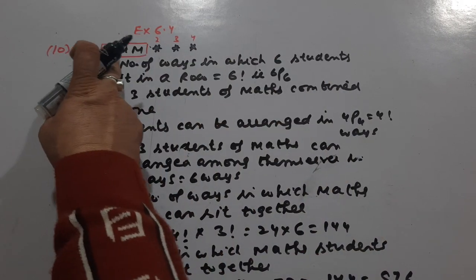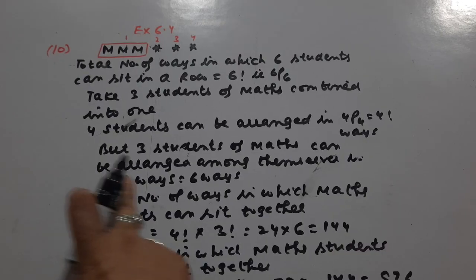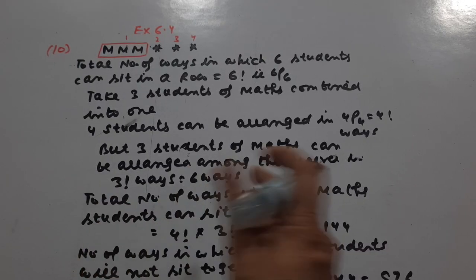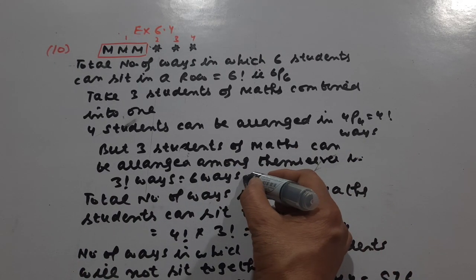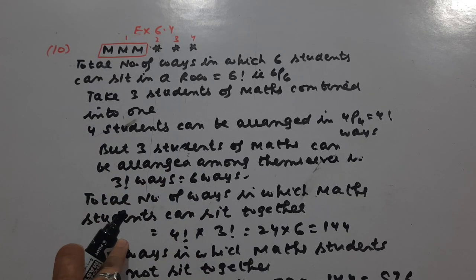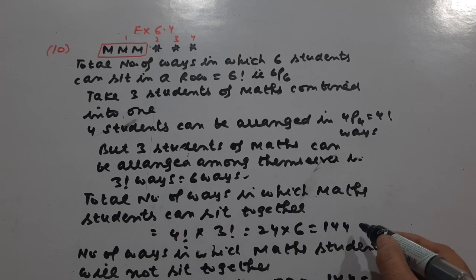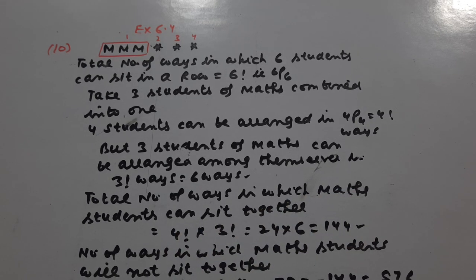And these 3 math students can also interchange their position. So these 3 math students can be arranged in how many ways? 3 factorial ways. So the number of ways in which math students can sit together is equal to 4 factorial into 3 factorial, equal to 144.